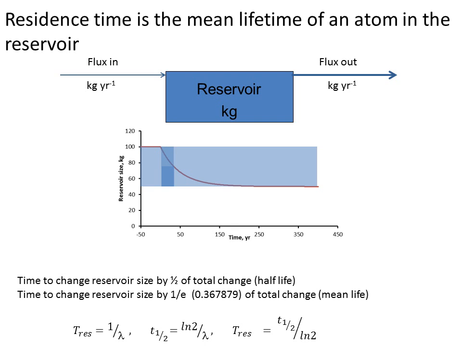In this case, it takes 50 years, okay, to get down to this 1 over e or 0.37 of the total change. Okay, so you don't need to know all of this stuff down here, but basically that number T res, the residence time or the reservoir time, is the reservoir size divided by the flux in or the flux out if it's at steady state. Okay, no, the reservoir size divided by the flux, sorry. And that turns out to follow this equation here. Okay, so that's why we use that one and not the half-life one.